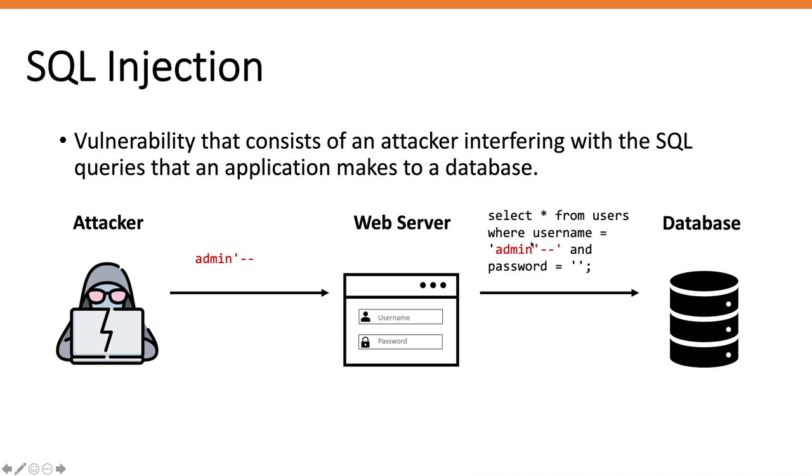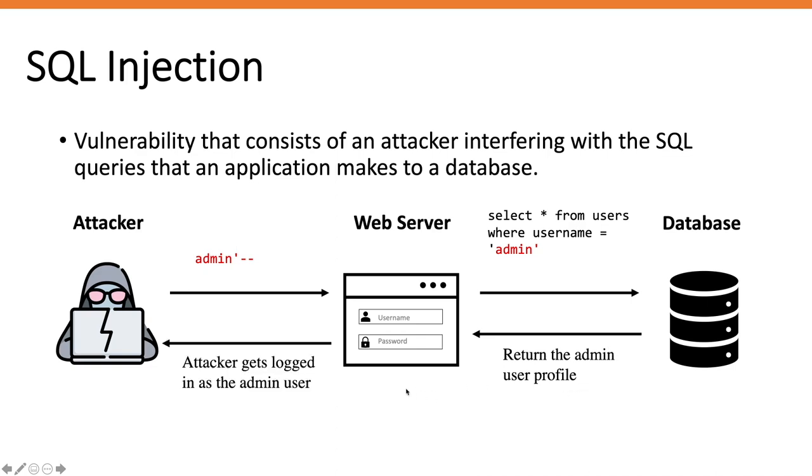So select the entries from the users table where username is equal to admin. The single quote that the attacker included closes the string for the username, and then the double dash stands for a comment, so it comments out the rest of the query. And so the query becomes: select all the entries from the users table where username is equal to admin. Now admin is an existing username in the database, so the database will return the admin user profile, and the attacker gets logged in as the admin user.